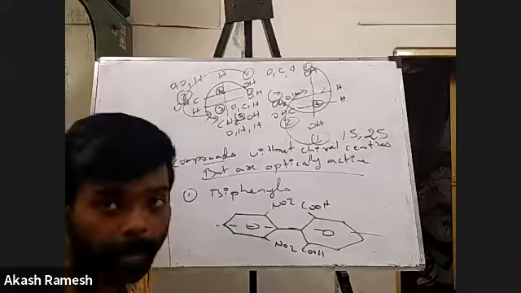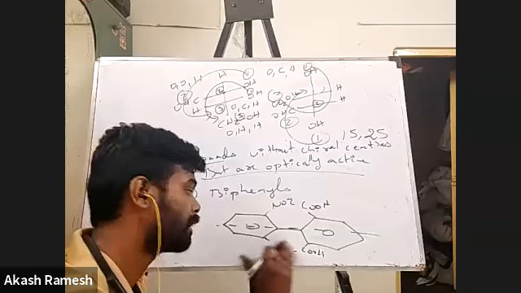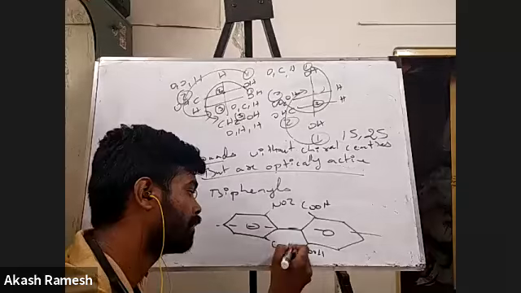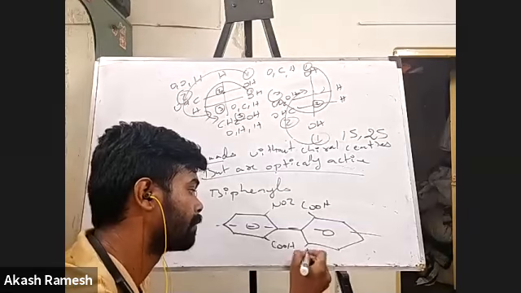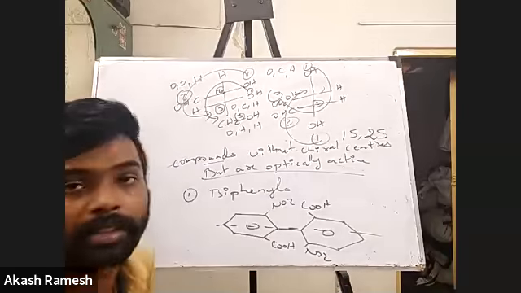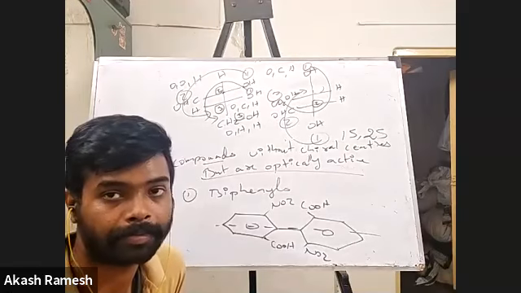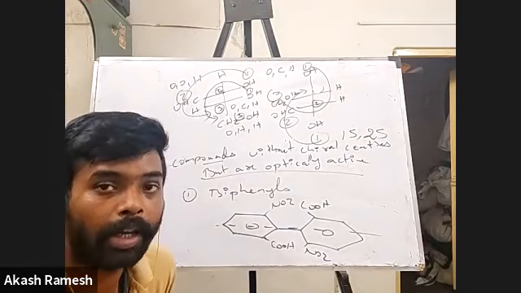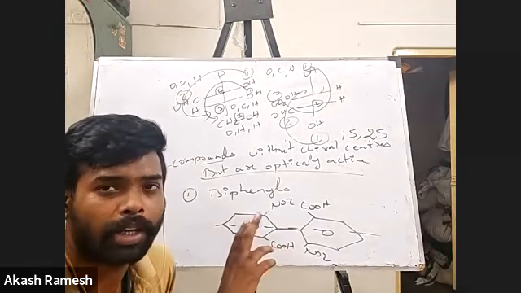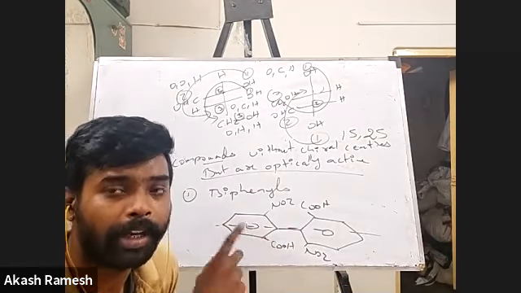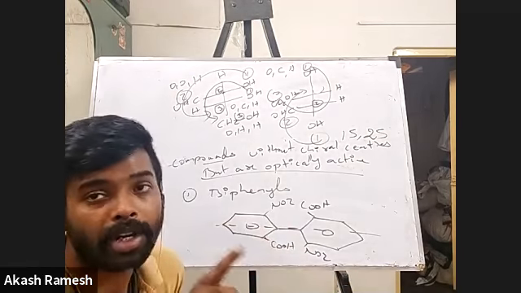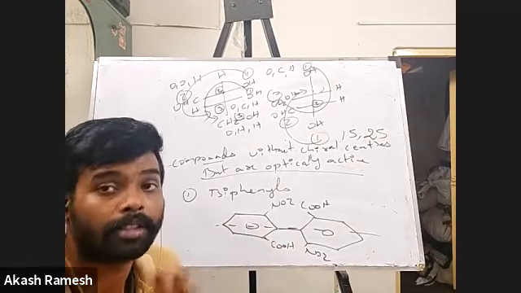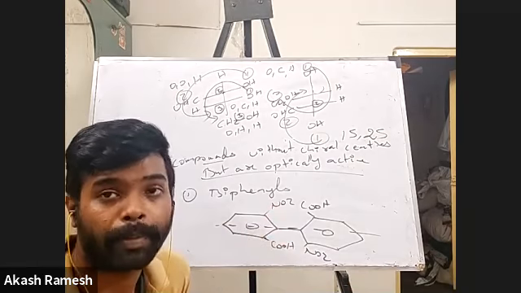So how should it be? It should be like this. If you want it to be optically active, maybe this can be like this. So what do you see? Now there is no plane of symmetry. They should be ortho substituted, and they should be unsymmetrically ortho substituted. That's the main point. There should not be any plane of symmetry.